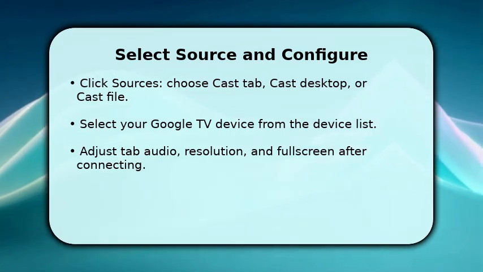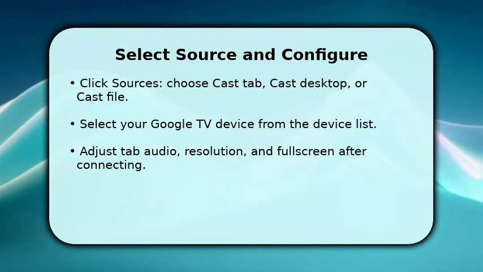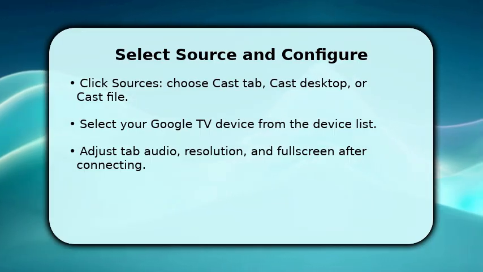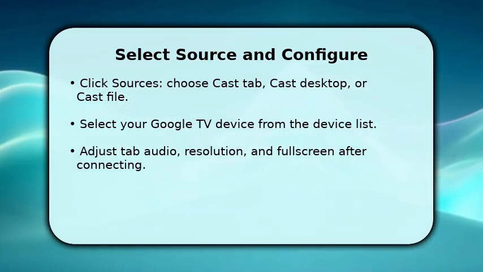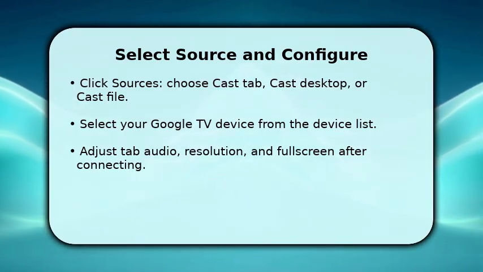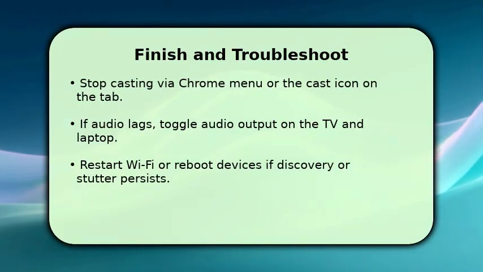After connecting, make sure the tab's audio is unmuted and change display settings. Select full screen or tweak resolution to match the TV. These choices explain why some sources look different. To finish, click the cast icon again and stop casting, or close the tab to end the session.